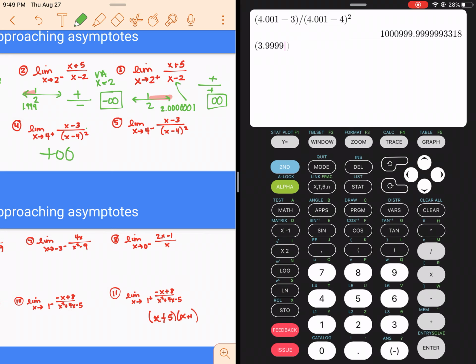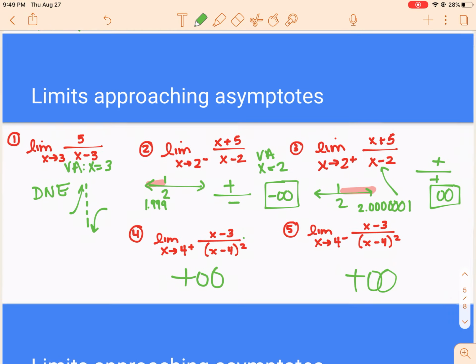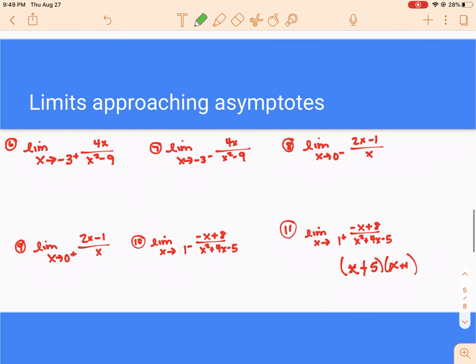3.9999, okay, doesn't matter how many you do, just be consistent, minus 3, parentheses divided by, new set of parentheses, 3.9999 minus 4, parentheses squared, equals, and I get another positive. So both of these are approaching positive infinity. So even though the left and the right are both going up, they would actually never meet because there is an asymptote at x equals 4. All right, I'm going to close my calculator and we're going to continue to take a look at these next ones. So go ahead and again pause and write down those 6, and we will work through those 6.